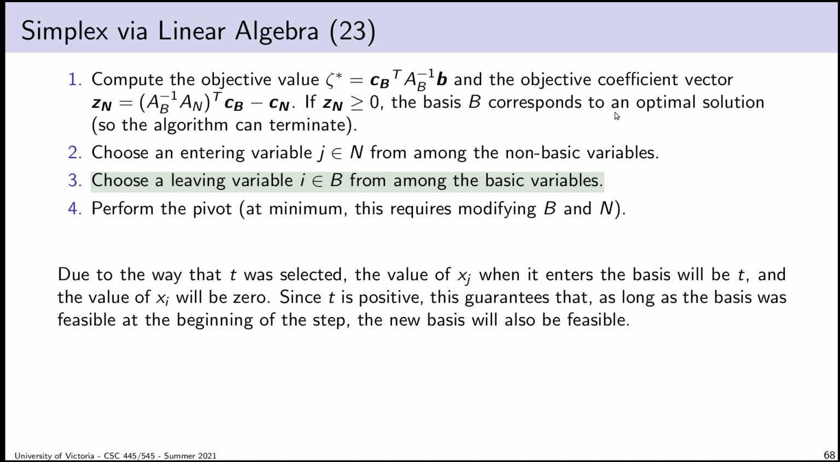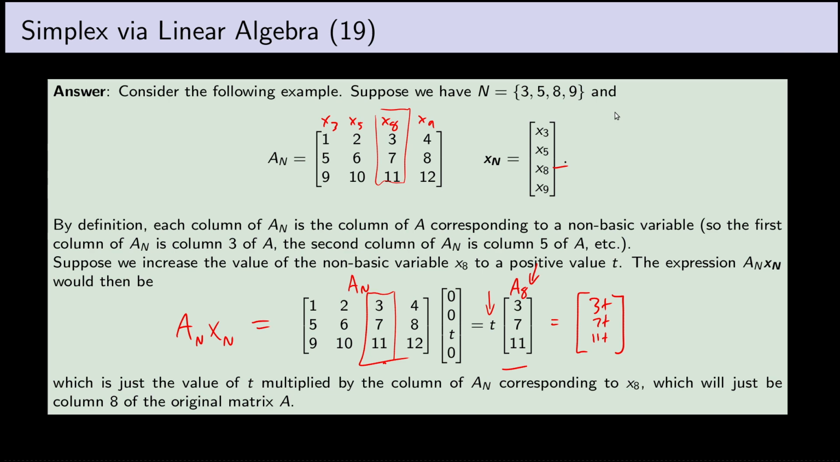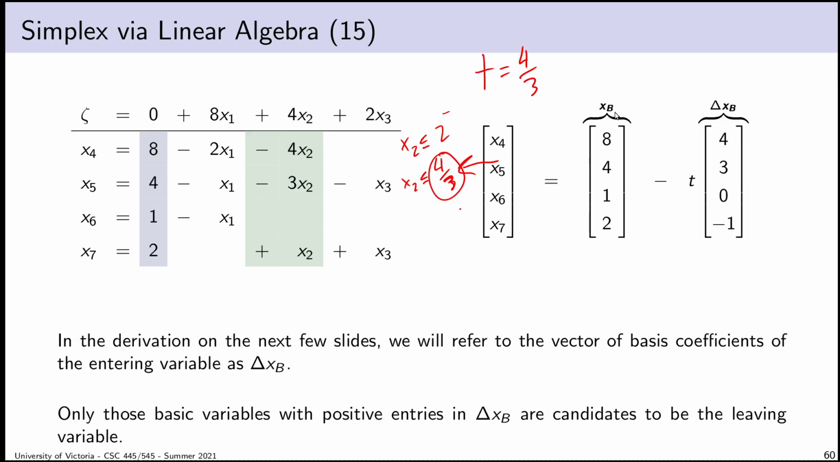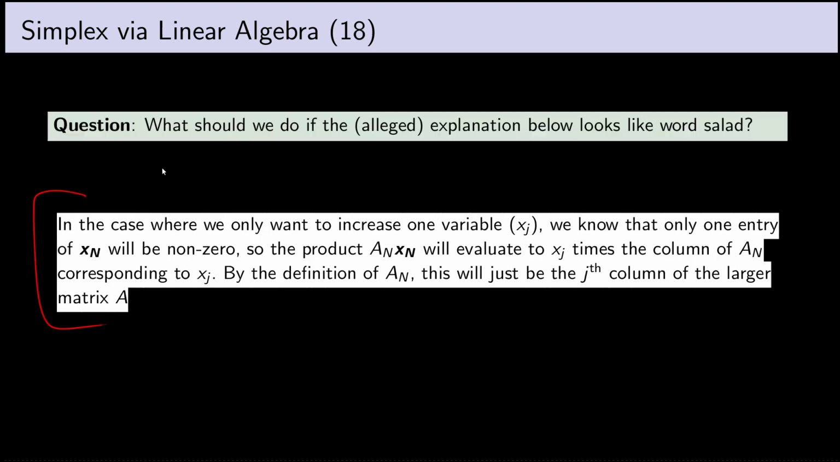So because of the way I chose t, assuming the LP wasn't unbounded, the value of xj when it enters the basis will be t. Additionally, notice that this means that x5, the leaving variable in this case, will equal 0. I'm going to set x2 to a number such that 3 times x2 actually equals 4. And that means that x5 will equal 0 when I'm done, which we also expect. Because if x5 wasn't 0, how would we take it out of the basis?